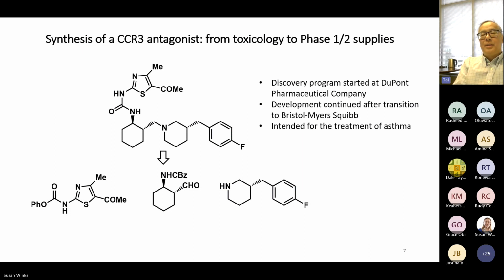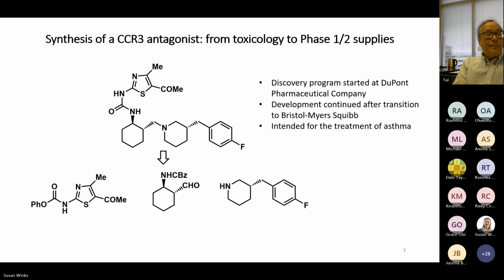So, I do a very simple retrosynthesis here. You can see the aminothiazole on the left side. In the middle is the chiral amino aldehyde core. That piece is quite hard to make. And the chiral benzylpiperidine, and that's not easy to synthesize either.